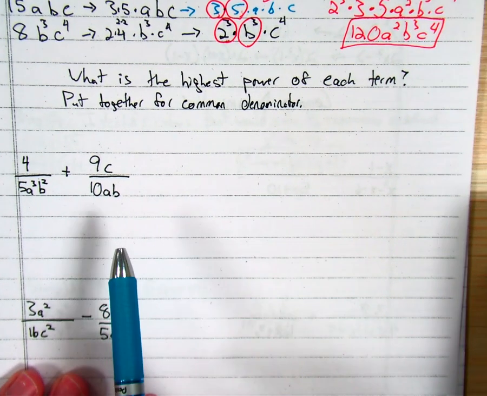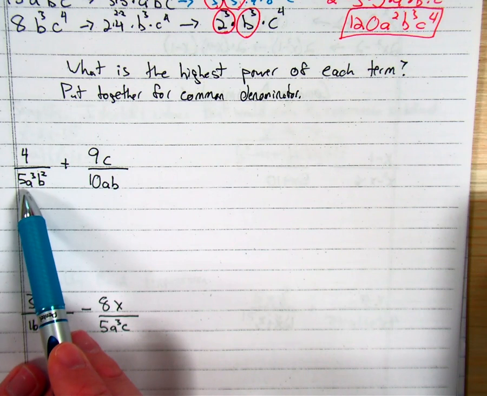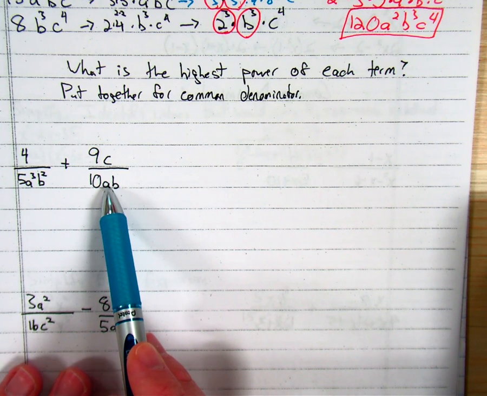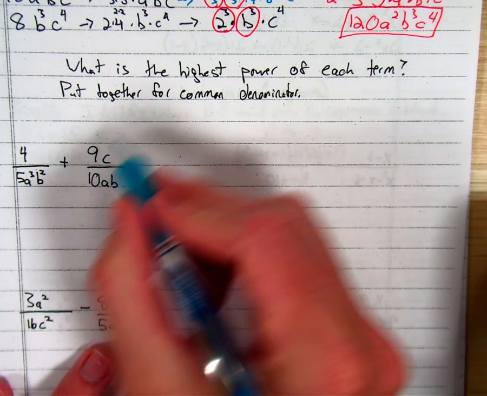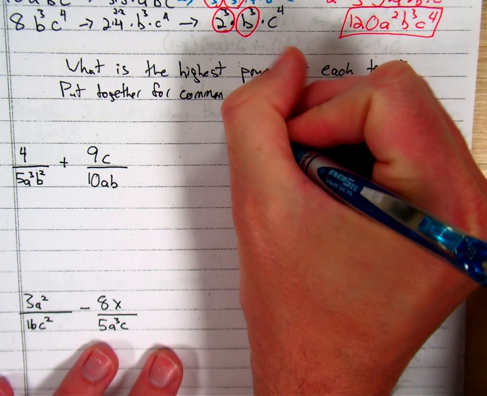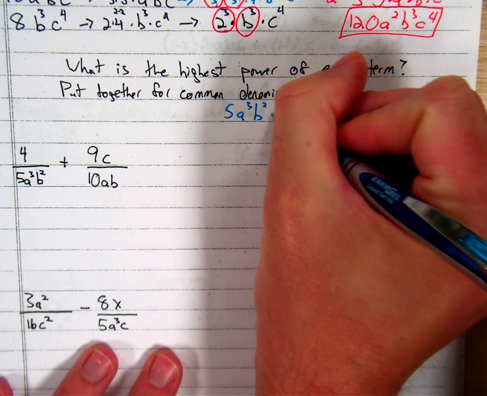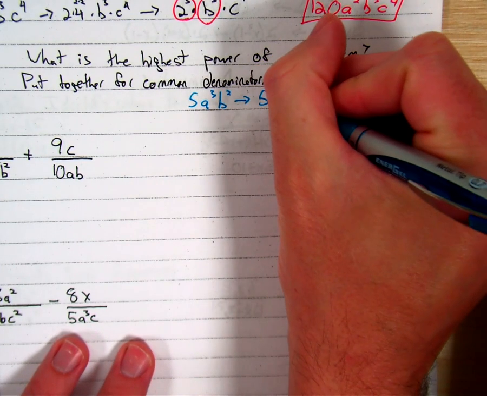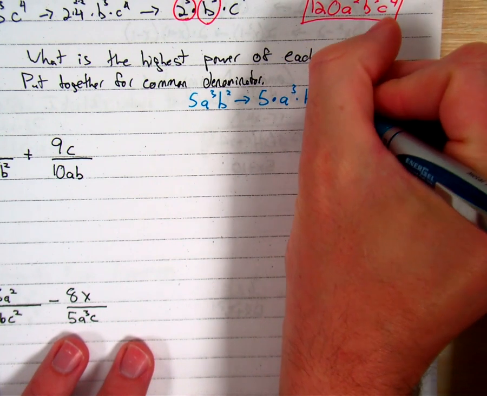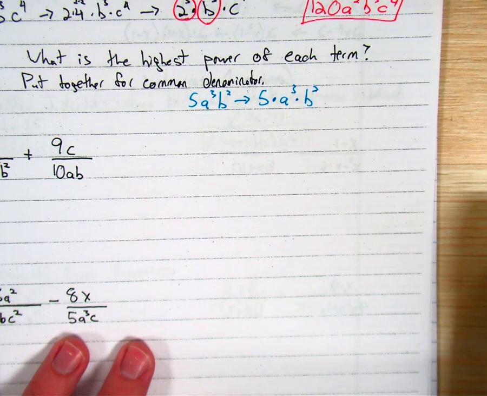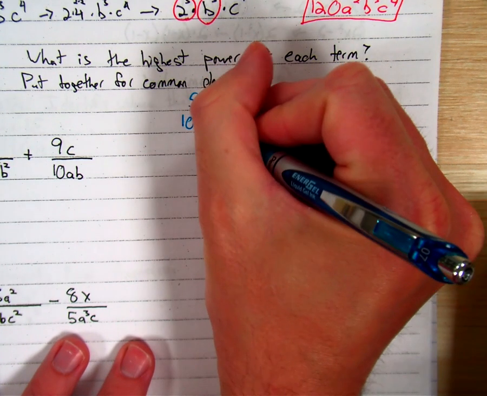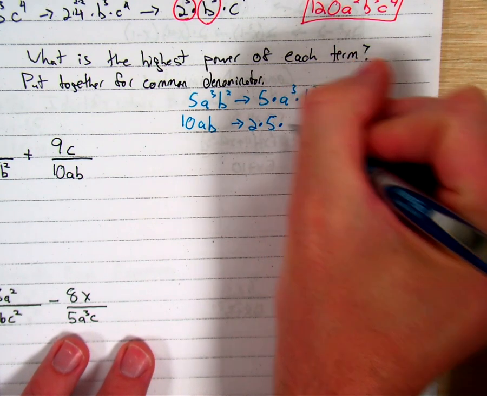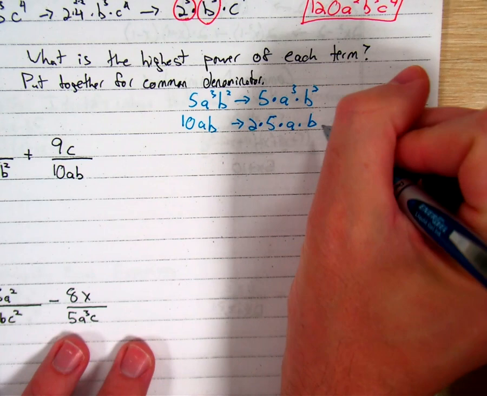All right. Let's take a look. What do we have going on down here? We have 5, A to the third, B to the second, and 10AB in our denominators. So for 5, I think we have room up here. Let's go way up here. 5, A to the third, B to the second. Well, I can't really break 5 up. That's already prime. A to the third, B to the second. Okay, our 10AB is going to go 2 times 5 times A times B.